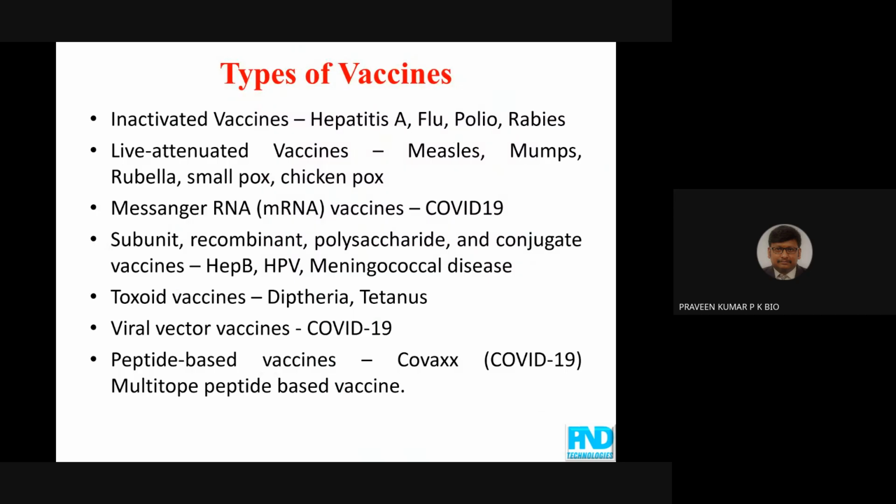Now let me take you to the types of vaccines. We have inactivated vaccines like hepatitis A, flu, polio, rabies, and live attenuated vaccines like measles, mumps. What is the difference between inactivated and live attenuated? Do you have any idea? Inactivated is also called killed, isn't it? And live attenuated.